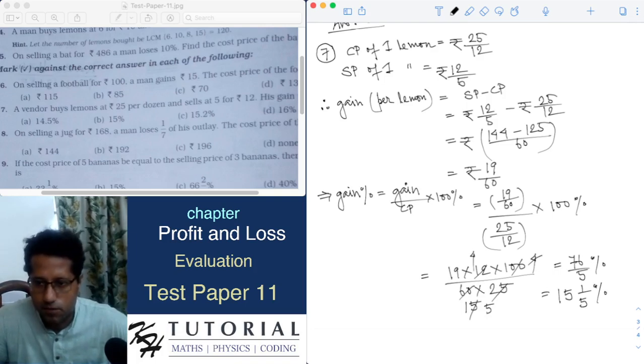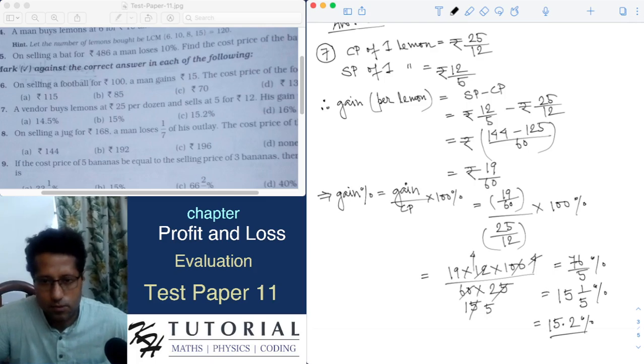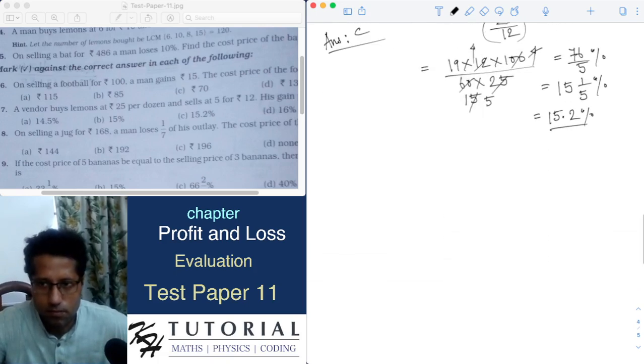15 and 1/5 percent is equal to 15.2 percent. So the answer is choice C. C is the correct choice. Let's see question number 8.